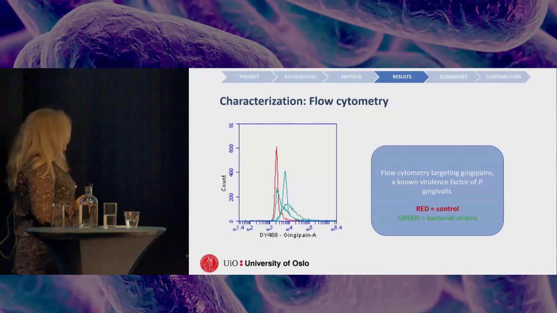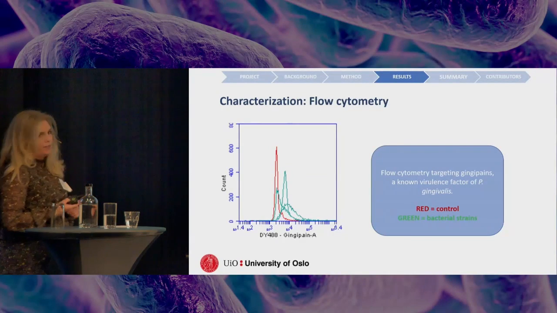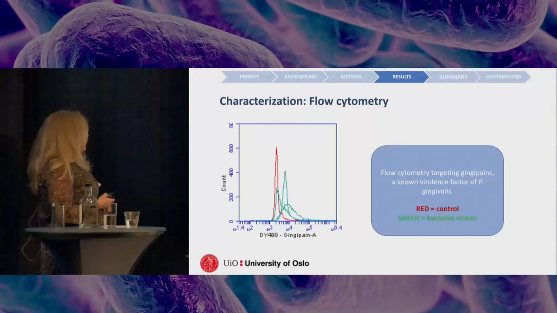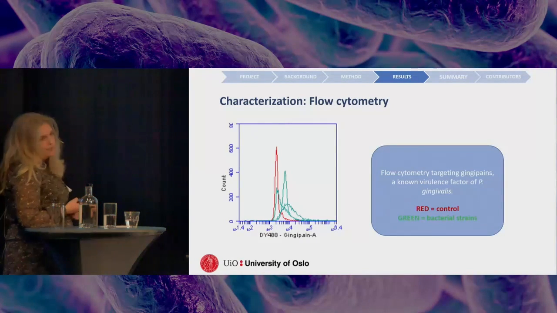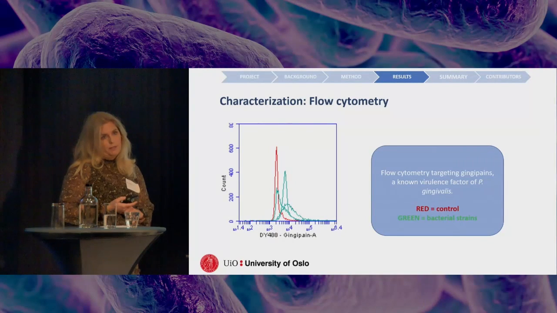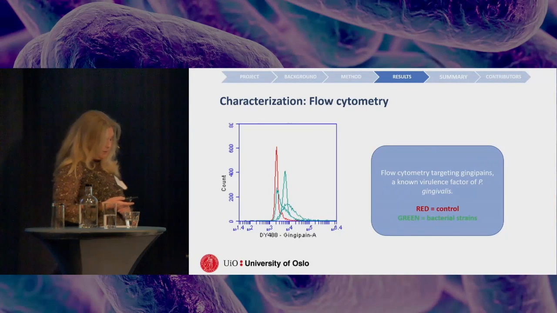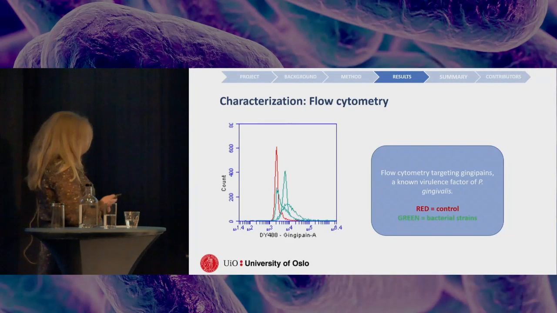And the control is the red peak, and the green peaks are the bacterial strains. And this shows that the fluorescence is lower in the control than the bacterial strains, and that means that we possibly have gingipains on the outer membrane, and on the bacterial vesicles.